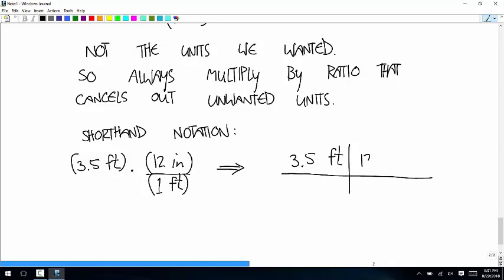And so up here we have 12 inches. Here we have 1 foot. So this means the same as that without quite as much writing. Saves a little time. Any questions about that?